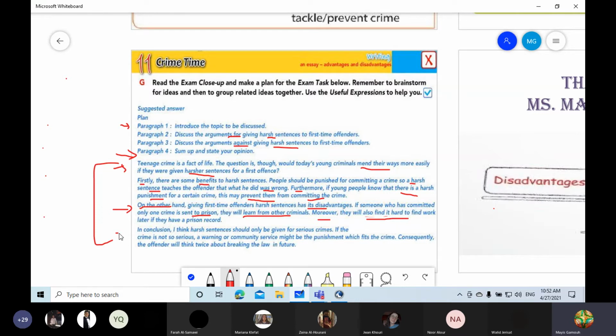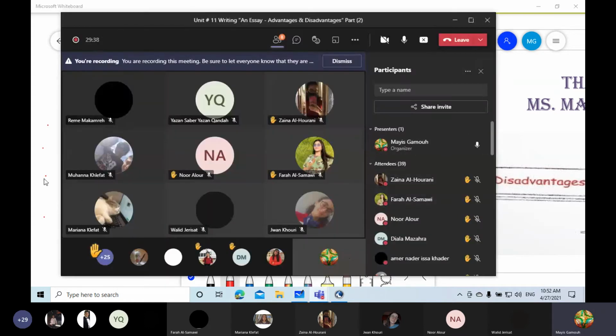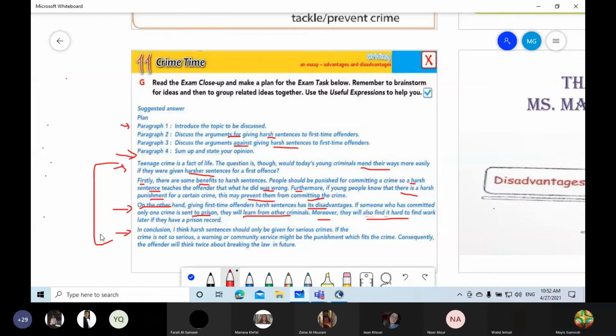Let's go to our conclusion in here, and I'd like Diala Mazahre to read. In conclusion, I think harsh sentences should be given for serious crimes. If the crime is not so serious, a warning or community service might be the punishment which fits the crime. Consequently, the offender will think twice about breaking the law in the future.